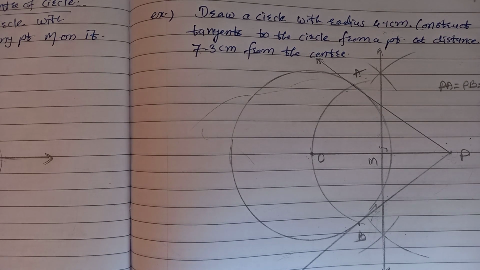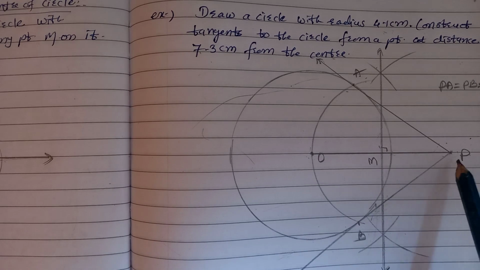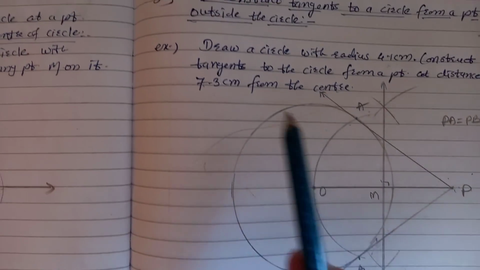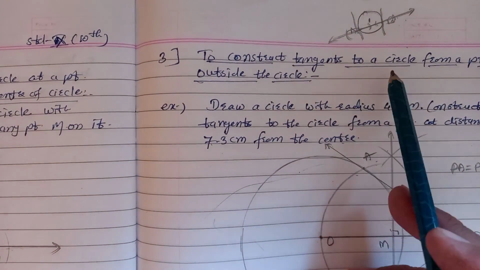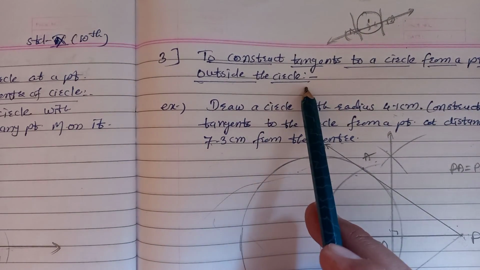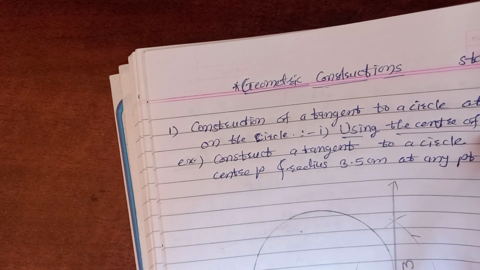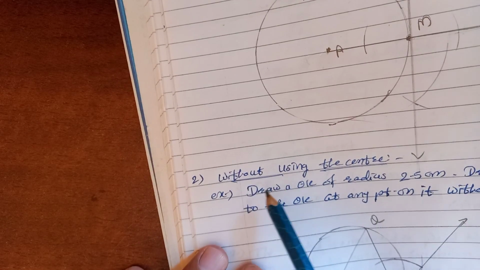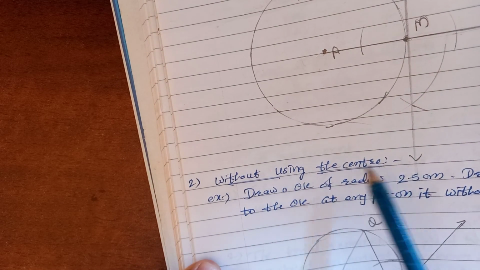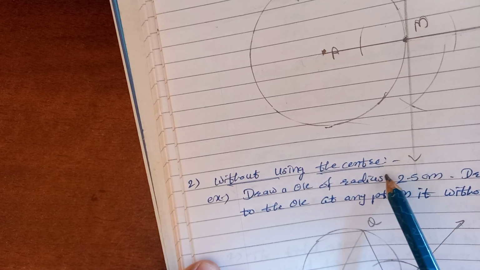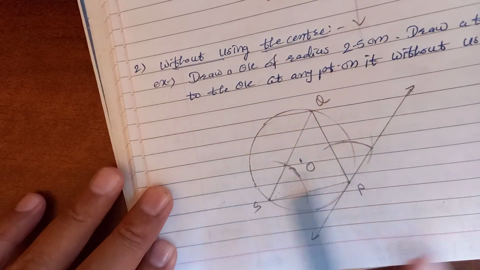So I have explained three constructions. Draw a tangent to the circle. Construct a tangent to a circle from a point outside the circle. And then another one: the first construction you studied draws a tangent using the center of the circle, and another one without using the center. So that is very important. You have to do all the constructions.